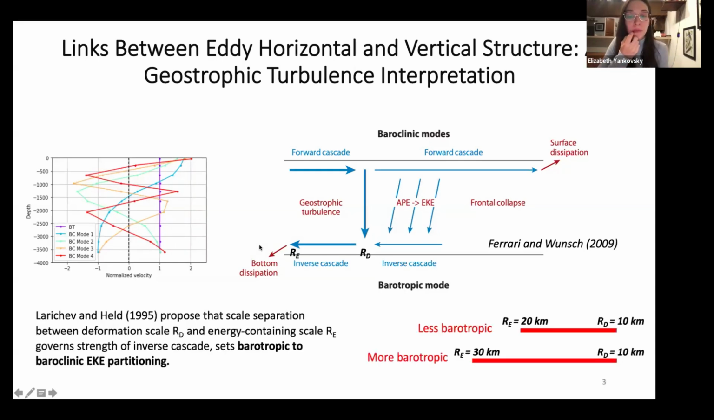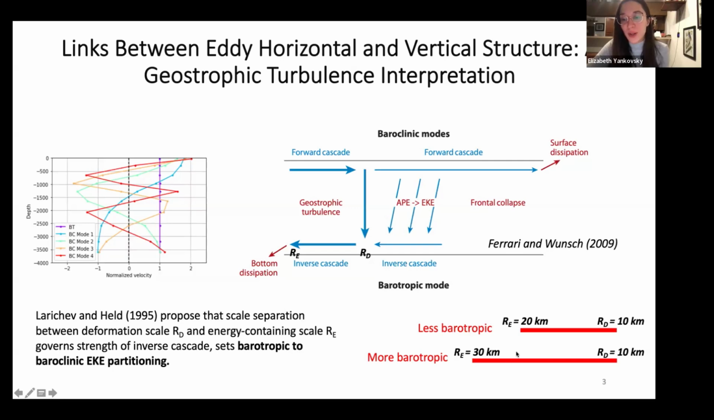And so the question is, how can we use some of these scaling ideas to infer something about the vertical structure? And here, when I refer to vertical structure, I'll be really referring to the partitioning between the barotropic and the baroclinic energy of the flow. So in the 1990s, Larichev and Held proposed that the scale separation between the deformation scale, where the eddies start to grow, and the energy containing scale, which is R_E, is what governs the strength of the inverse cascade. And also this sets the barotropic to baroclinic EKE partitioning. So this really sets the vertical structure.